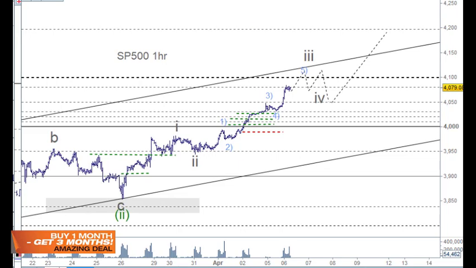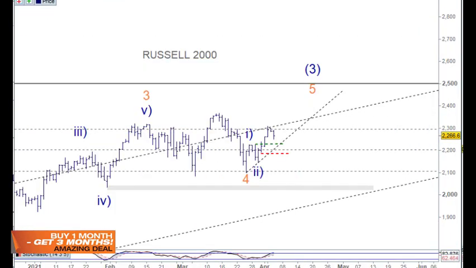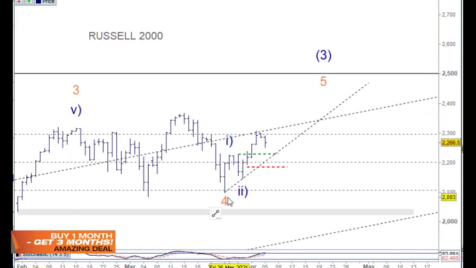Okay, let's take a look at the Russell. Now, I'm a little bit unsure about the Russell in this particular pattern here. I haven't had really time to ponder it, but I'm just going to play it safe here, and put this as wave 4 here, as an A wave, a B wave, and a C wave. And I'm just going to be really conservative and look for wave 1 and 2 here, and wave 3 moving up, wave 4 and wave 5 here.